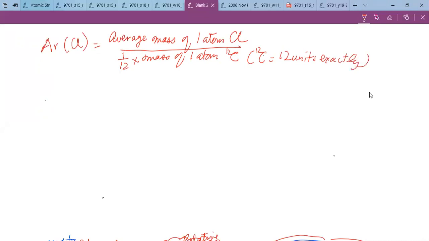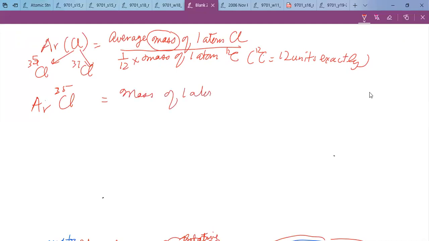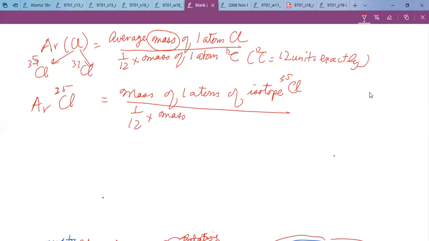Now, because chlorine has two isotopes, Cl35 and Cl37. Remember, it's a mass number which represents the total nucleon number. If I want AR for Cl35, I must say it is no longer the average, it is the mass of one atom of the isotope Cl35 over 1/12 times the mass, everything the same, of one atom of carbon 12, where carbon 12 equals 12 units.